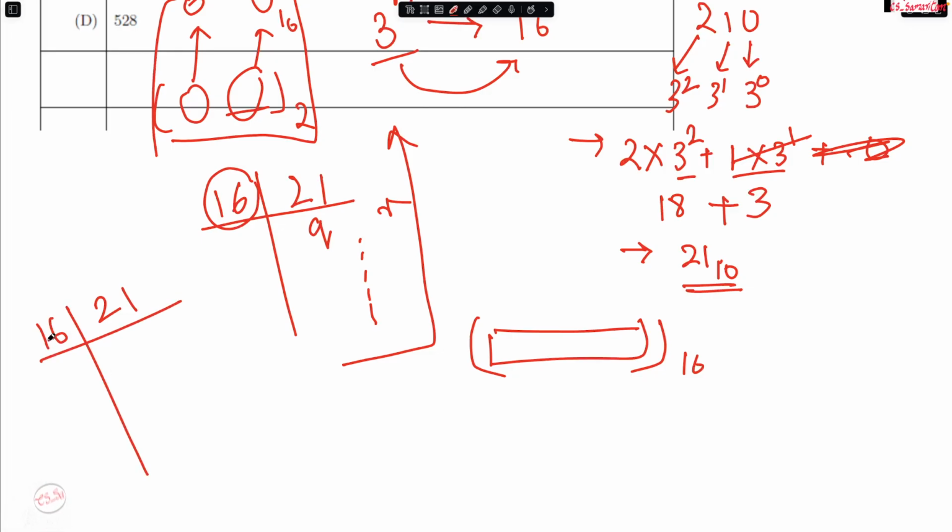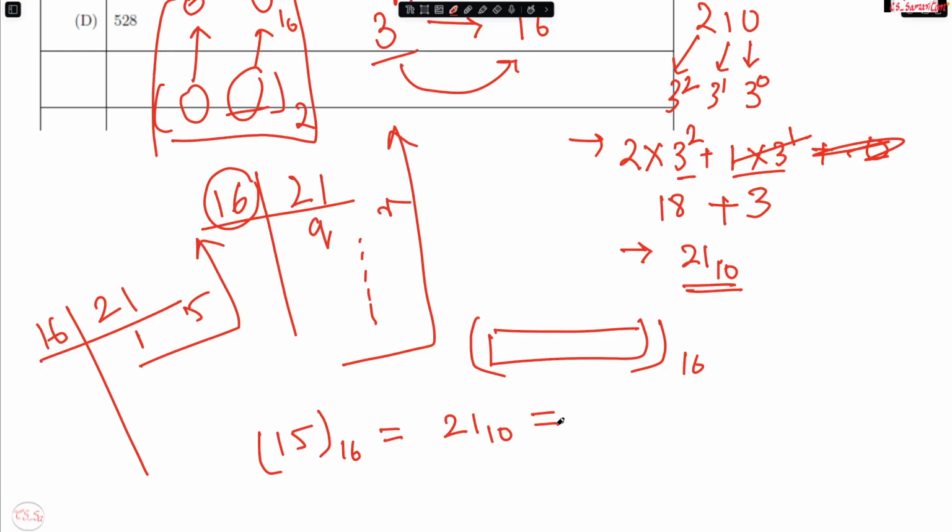So if I divide 21 by 16, 16 times 2 gives us 32, and 32 is bigger than 21, so I cannot do that. I'm going to put 1 over here. 21 minus 16 is going to give us 5, right? Now 1 is smaller than 16 by itself, so we cannot divide 1 by 16 one more time. So we can read it like this, and we get the answer: 15 base 16 is equal to 21 base 10, which, because of the way we found it, is equal to 210 base 3.